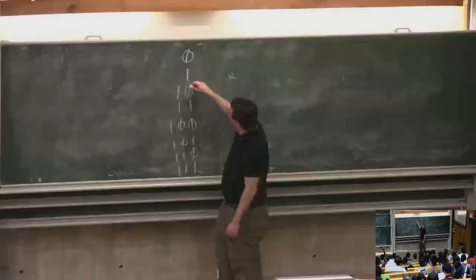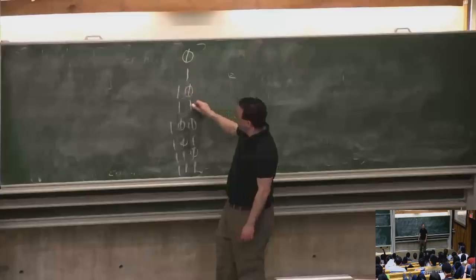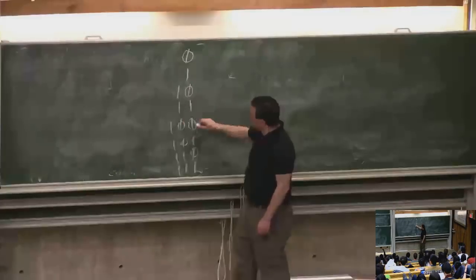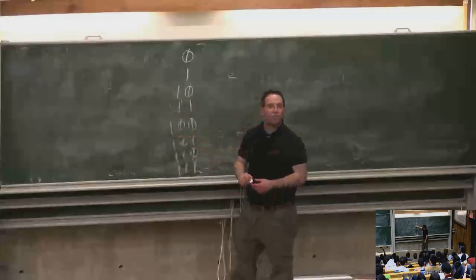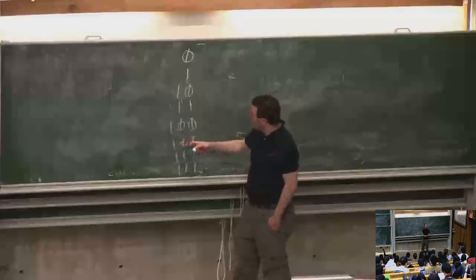0, 1, carry. 1 plus 1 is 0, carry the 1. 1 and 0 is 1, 1. 1 plus 1 is 0, carry the 1. 1 and 1 is 0, carry the 1. 1, 0, 0. Make sense?